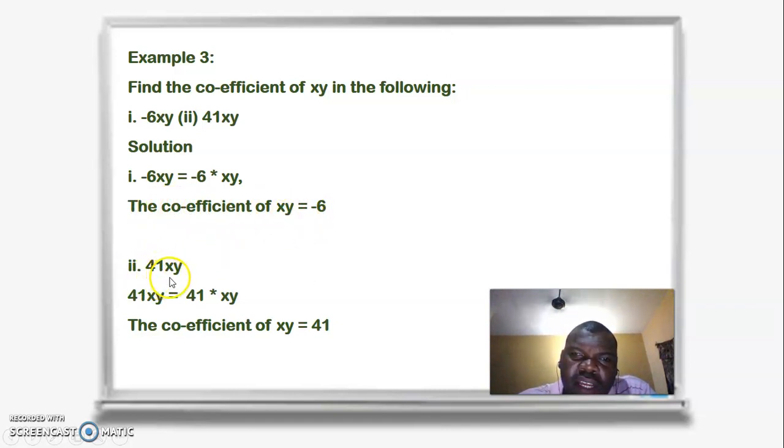Second example, 41xy. So 41xy is equal to 41 times xy. Therefore, the coefficient of xy is equal to 41.